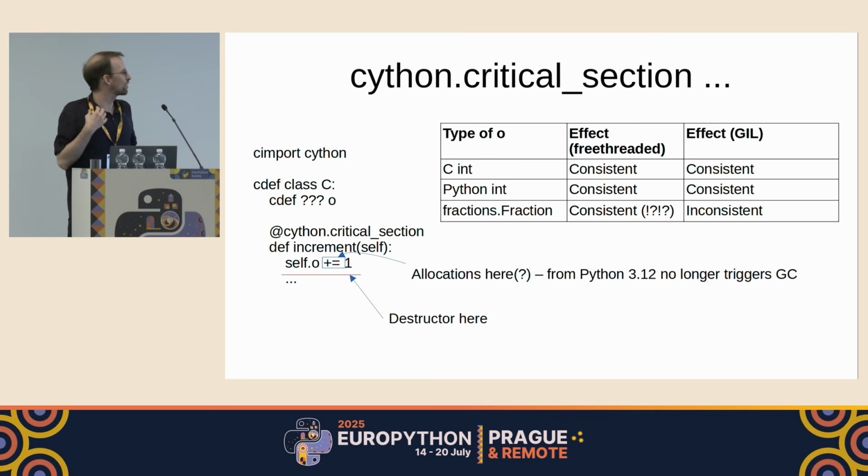And then again, think about what types you're using. With critical sections, in principle, a cint will be consistent inside a critical section. A Python int probably should be. Fraction appears to be, but I don't see why. This surprised me. I couldn't make this test break. But certainly with the global interpreter lock on a non-free-threading build, Fraction may be inconsistent if you're running it from multiple threads. And there's a bunch of places where it can be interrupted. You've got allocations, you've potentially got a destructor involved in that. So think about that.